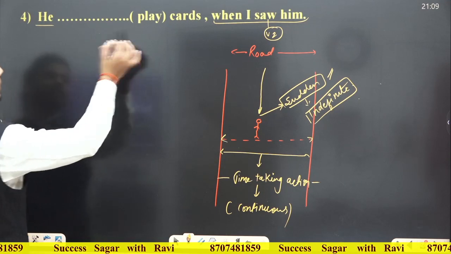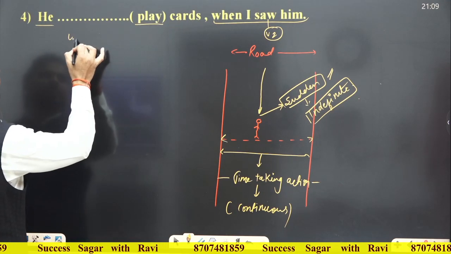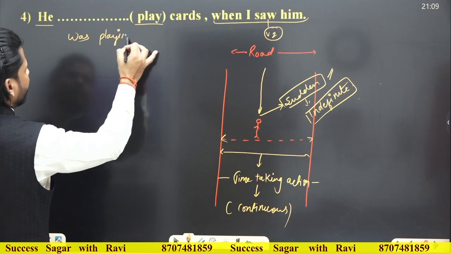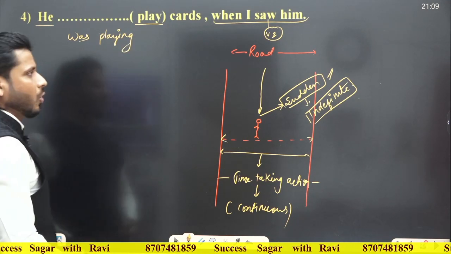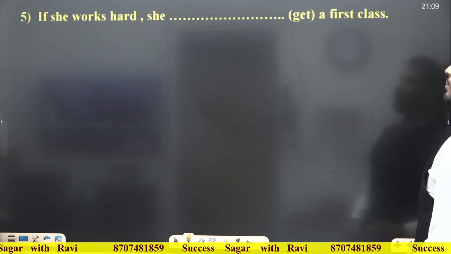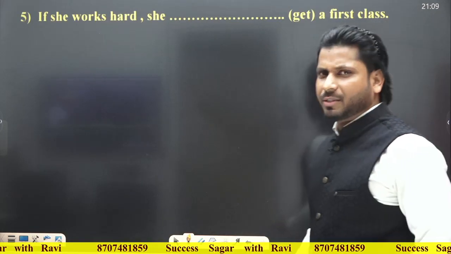This is the subject, playing. Singular number subject, we'll have to use was, and then we are going to use playing. He was playing cards when I saw him. This is the explanation of the question. Moving ahead, one more question is there. If, that's a very simple concept.